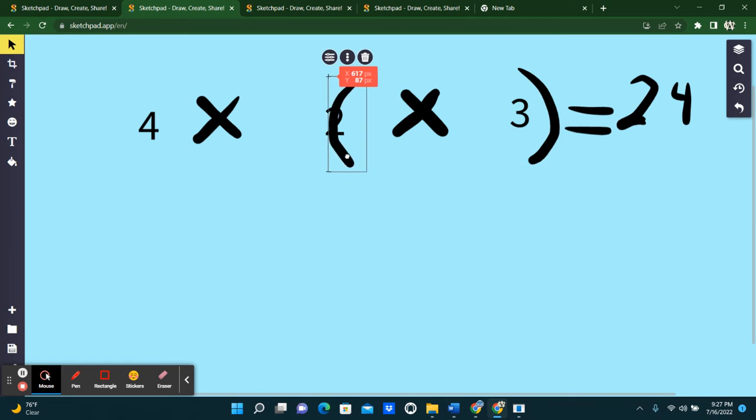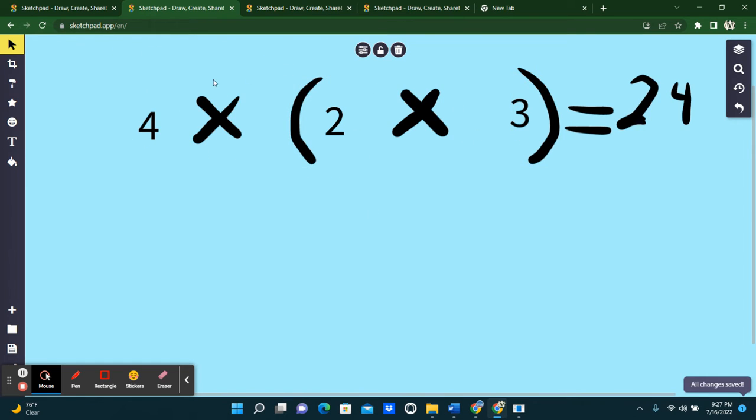Okay. Now, let's change which two numbers are associating. Let's make it the 2 and the 3 this time. Now, what this tells me is that the 2 and the 3 have to multiply together before we multiply the 4. So 2 times 3 is 6, times 4 is, guess what? 24. So the associative property that we dealt with addition also works with multiplication.